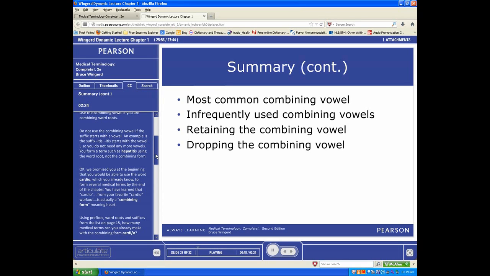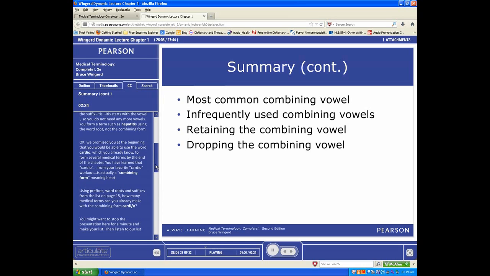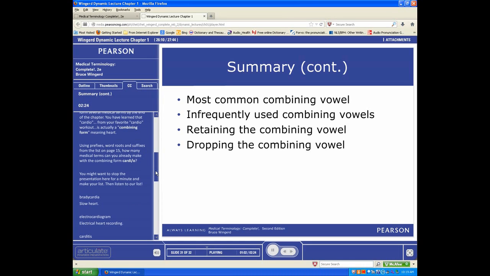Bradycardia, slow heart. Electrocardiogram, electrical heart recording. Carditis, inflammation of the heart. Endocarditis, inflammation of the inside of the heart. Cardiologist, one who studies the heart, a heart specialist doctor. Cardiology, study of the heart, the specialty for the heart. Cardiopathy, disease of the heart. Cardioplasty, surgical repair of the heart.